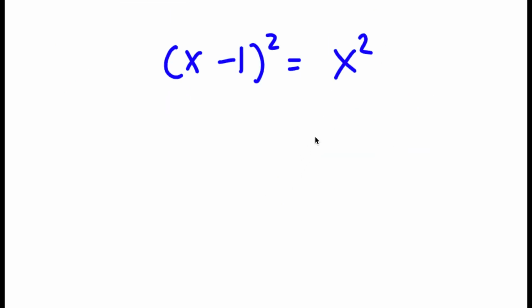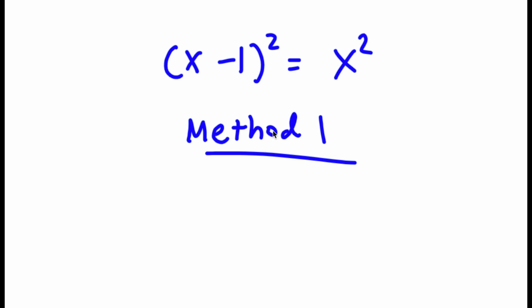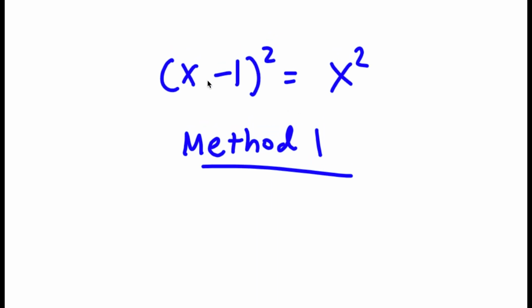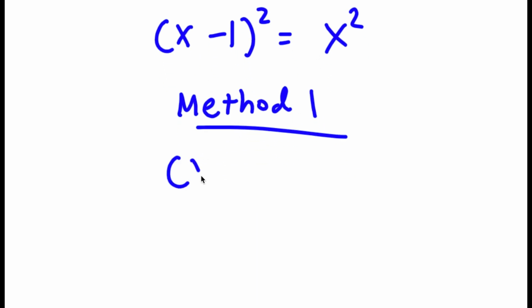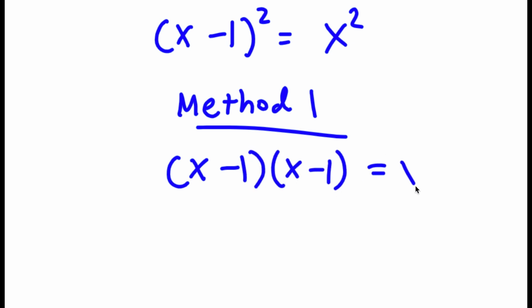Alright guys, so in this problem, I have x minus 1 squared is equal to x squared. So to solve this, I actually have two different methods of solving this problem. So for method 1, I'm going to start by rewriting x minus 1 squared as x minus 1 times x minus 1, and this is equal to x squared.